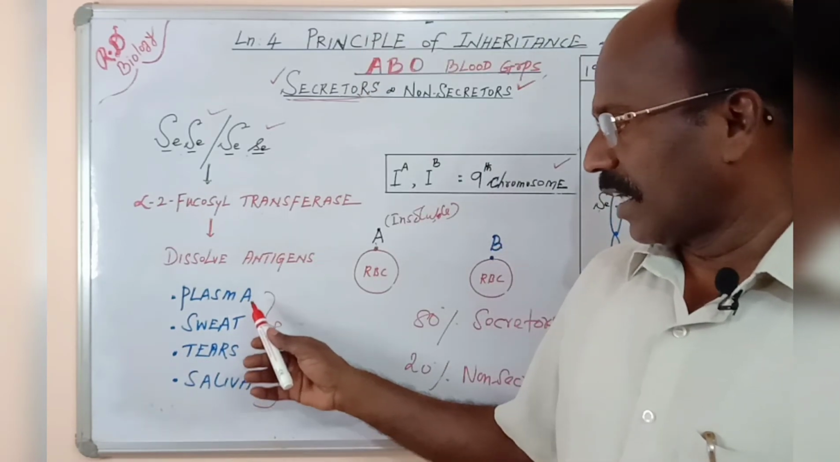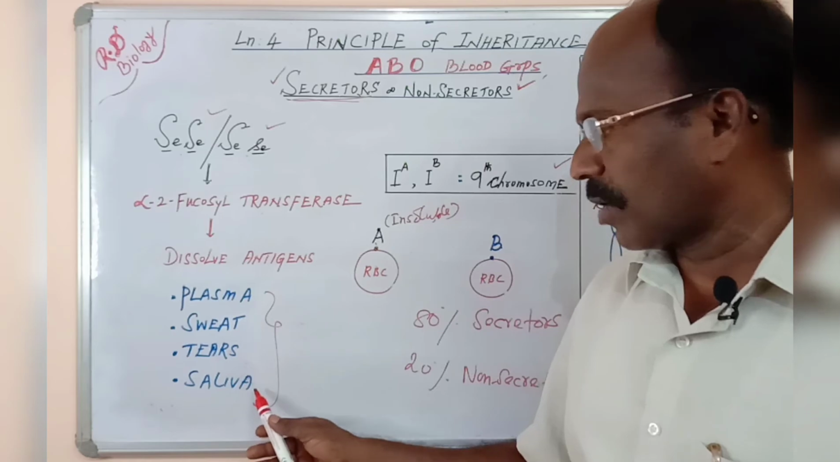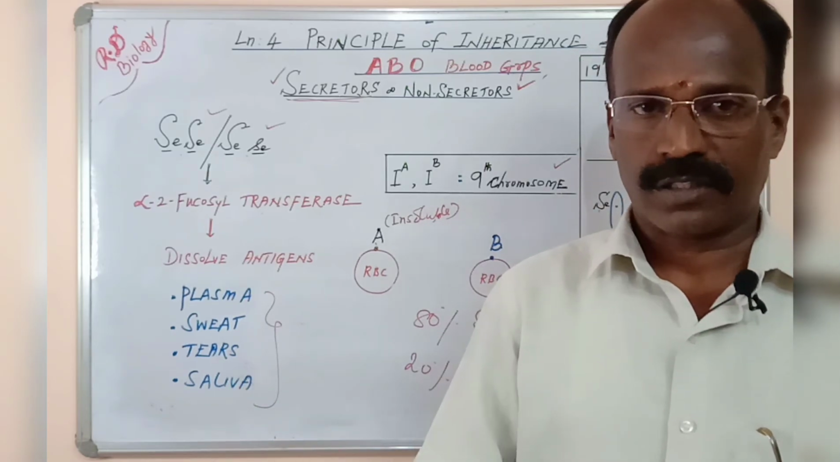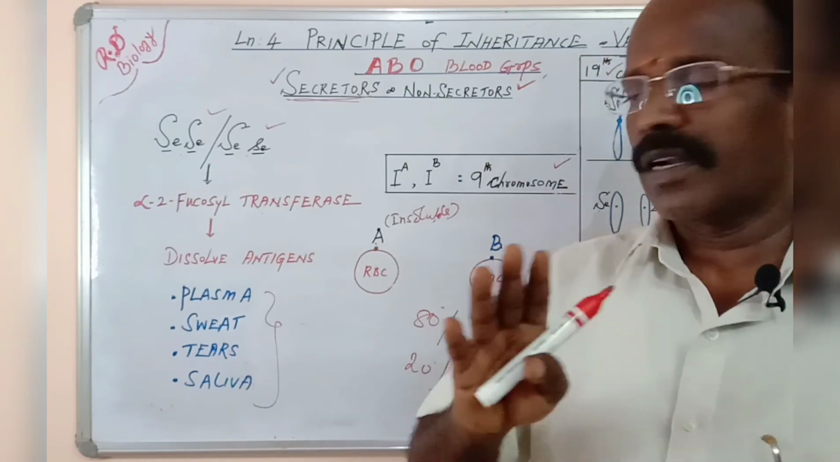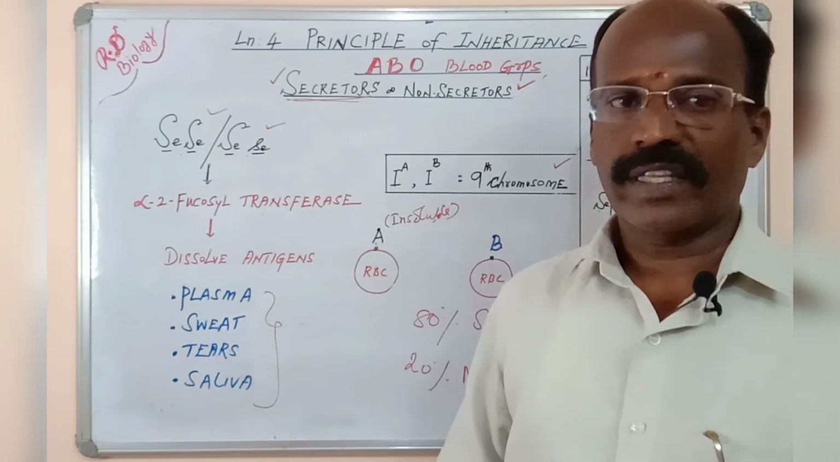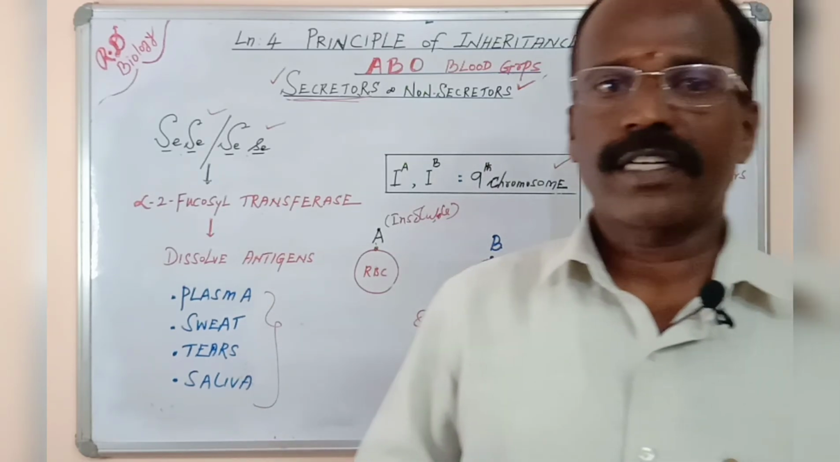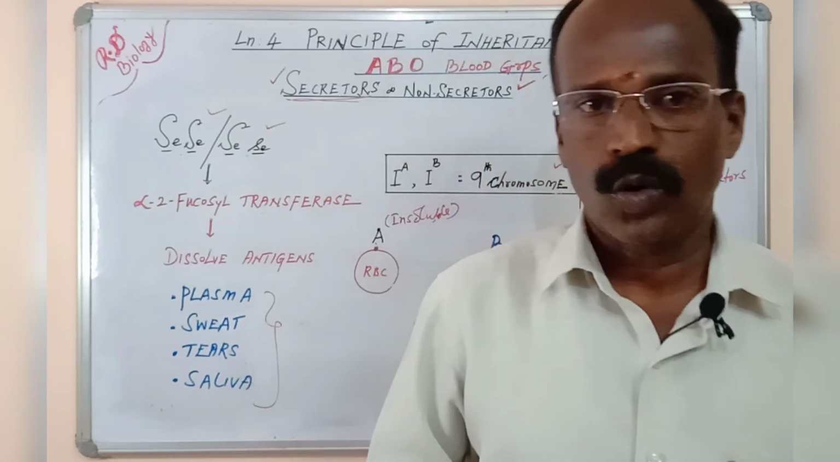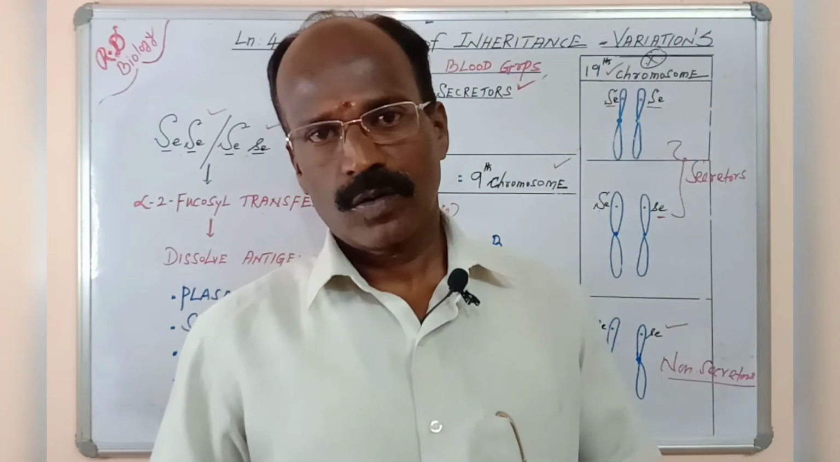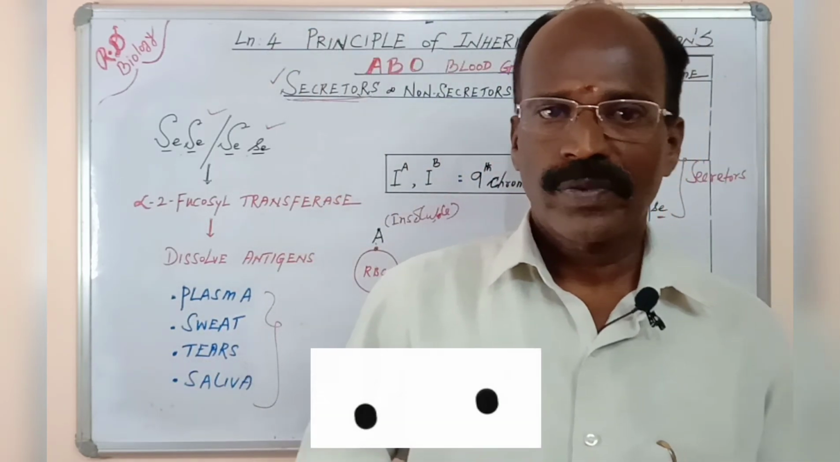If the antigen is not available in the plasma and other secretions, they are non-secretors. If the antigen is available in the plasma, they are secretors. That's the fine difference between secretors and non-secretors. I hope you have understood the point.